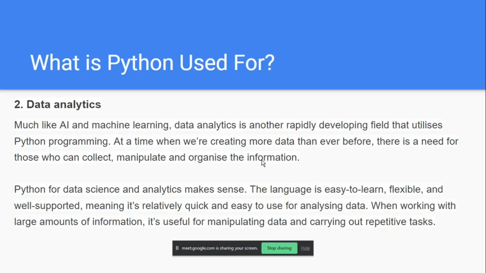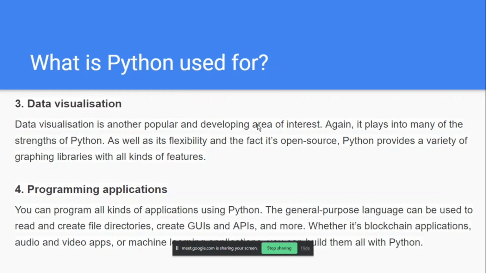Also, Python is used for data analytics. Much like AI and machine learning, analytics is another rapidly developing field that utilizes Python programming. It is also used in data visualization, in coming up with charts and bar graphs. This revolves around NumPy, pandas, and some of the libraries in Python that are used to visualize data. This is also a popular and developing area of interest where Python comes in and helps in visualizing data.